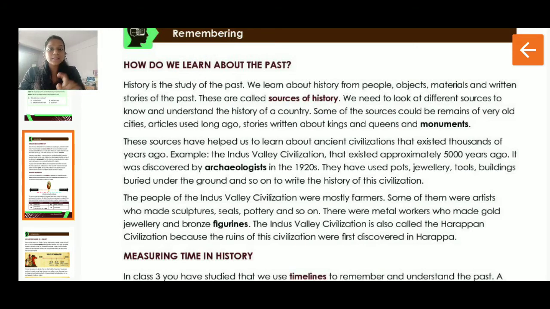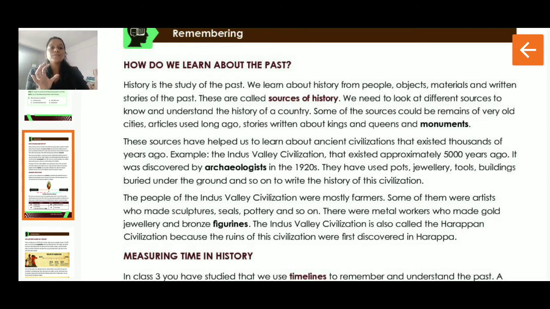You are going to mark this. Students, please mark the line. We learn about history from people, objects, materials and written stories of the past. So these are called sources of history. Underline the words sources of history. The source, जहाँ से हमें चीज़ें मिलती हैं, the main source.